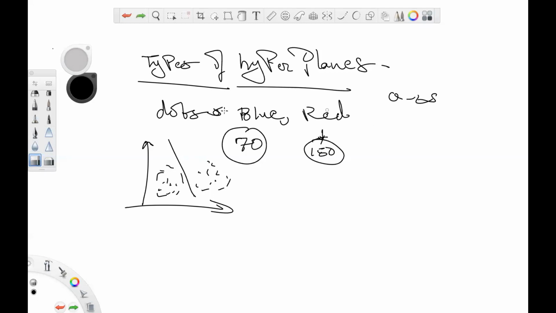Now let's imagine an example where we have many features. So let's say we now have two features, a scenario where we have two features and we have one label.